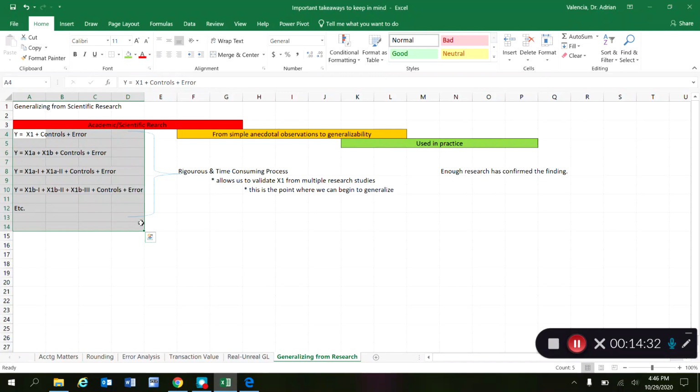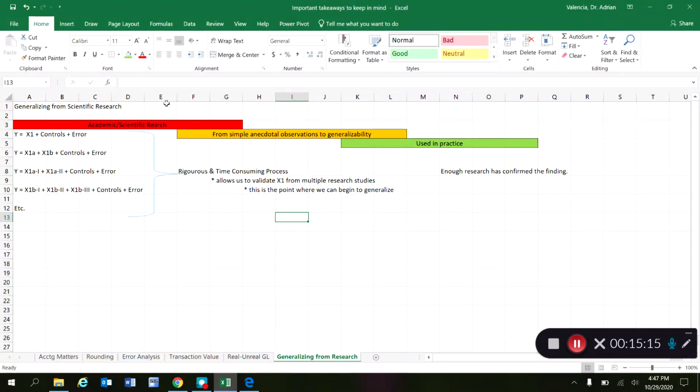Okay, and at that point, you can say, this is not only based on my observations, but this is also based on academic studies by X, Y, and Z authors. Okay, and at that point, you are doing a favor to the accounting world in general, because you are speaking with base, okay? And that's very important. So as time passes, as all these rigorous and time-consuming procedures are performed, eventually we get to a point where we feel comfortable enough to use this in practice, okay?